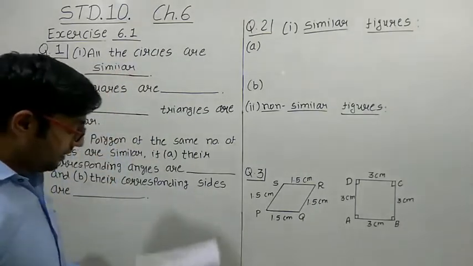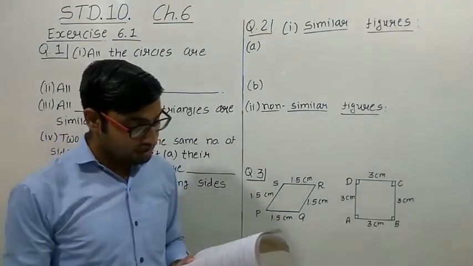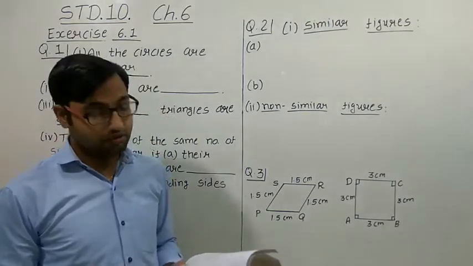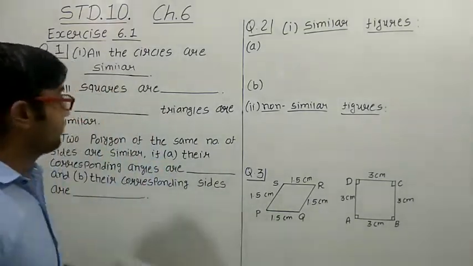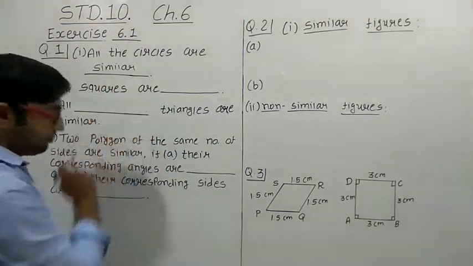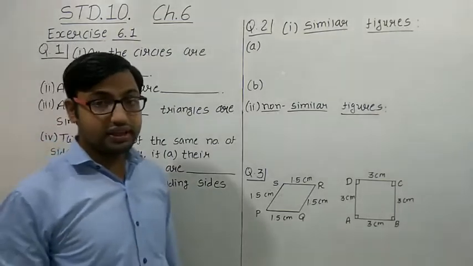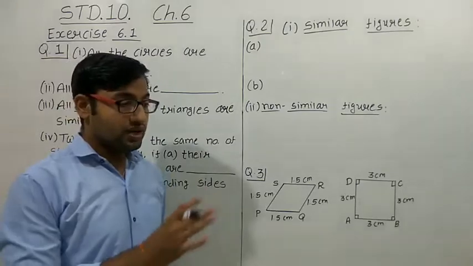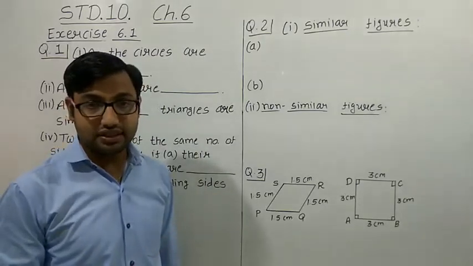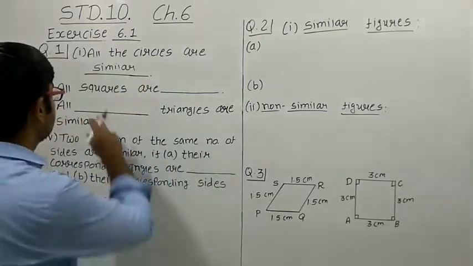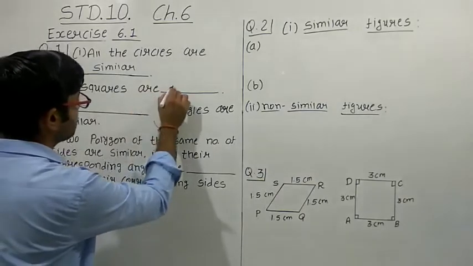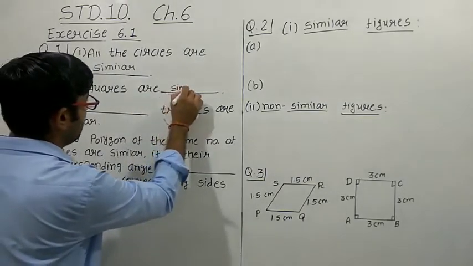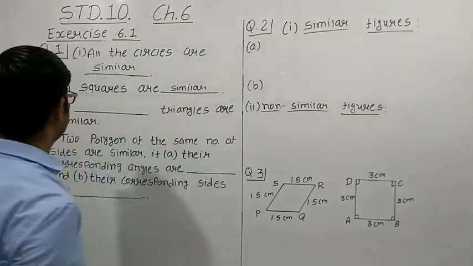In the same way, the second one is: all the squares are, and here also we have two options, similar and congruent. All the squares cannot be congruent because all the squares do not have the same size. So all the squares are similar.